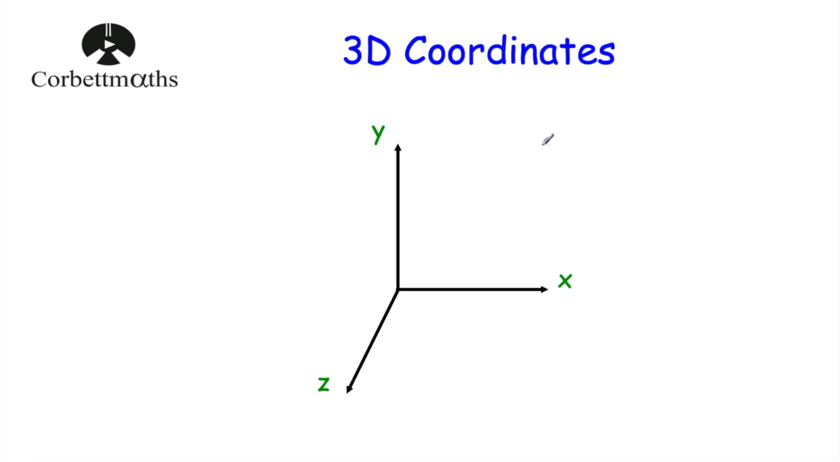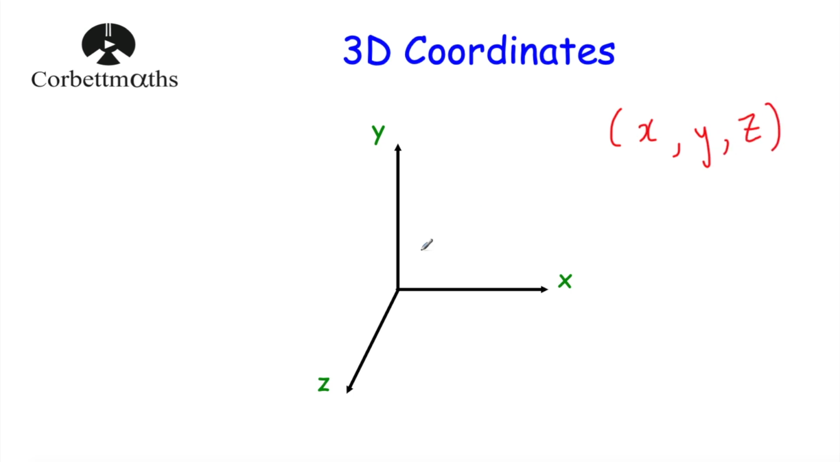In this video, we're going to look at 3D coordinates. So we've looked at 2D coordinates, where we've got the x-axis and the y-axis. Now we're going to look at 3D coordinates, where we've got the x-axis, the y-axis, and the z-axis. And each one of these axes is perpendicular to each other, so they're 90 degrees to each other. So whenever we're dealing with coordinates in 3 dimensions, they'll be in the form x, y, z.